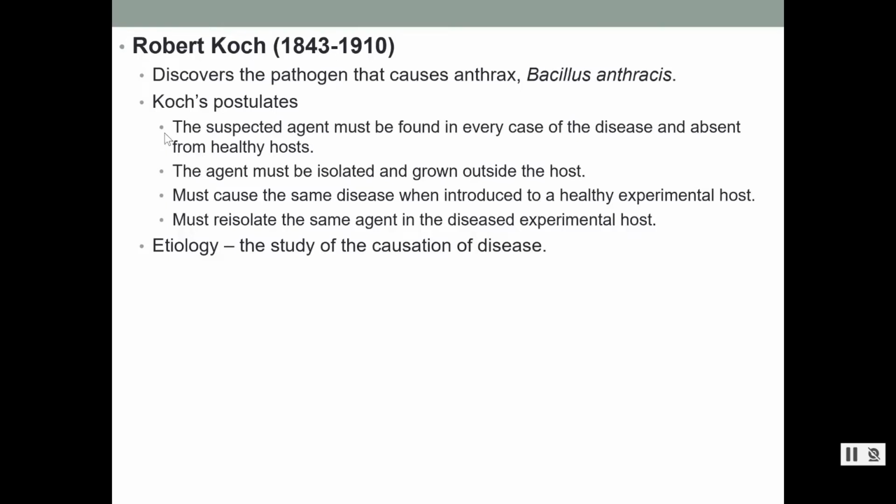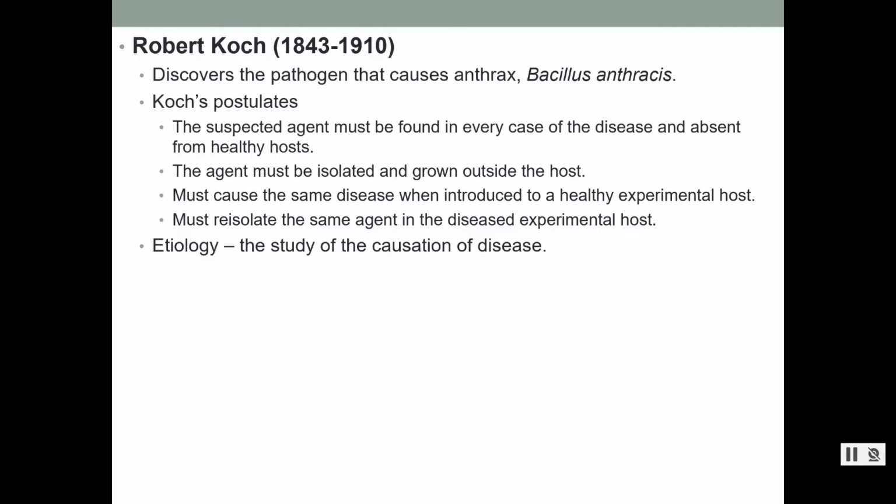All right, Koch's postulates, what do they say? First step, the suspected agent must be found in every case of the disease and absent from healthy hosts. So every time you sample a sick host, you must find that microorganism. Every time you sample a healthy host, it should be absent. You should not find that microorganism. So that's number one. Step number two, you have to be able to isolate it and grow it outside the host. Remember, he did it on slices of potato.